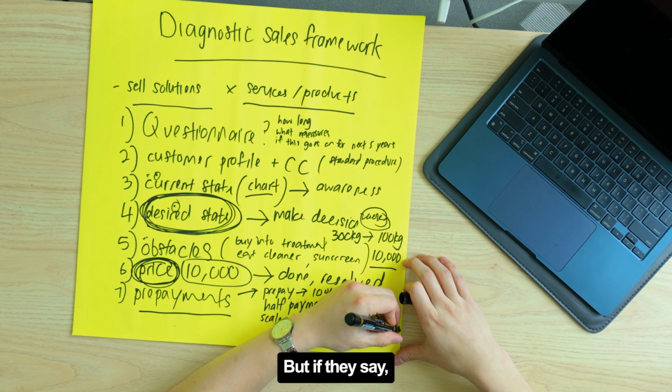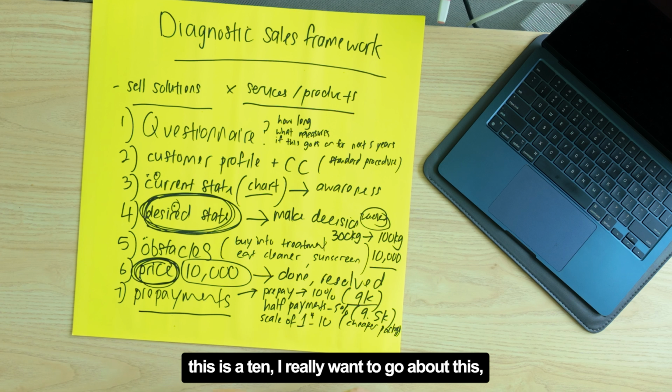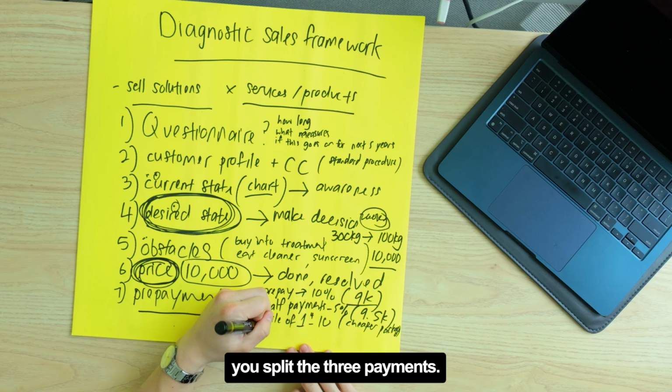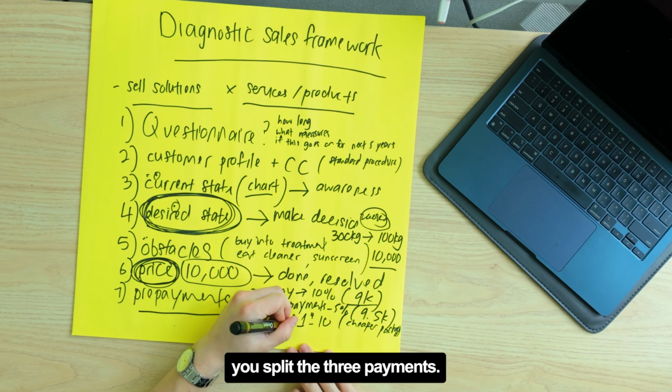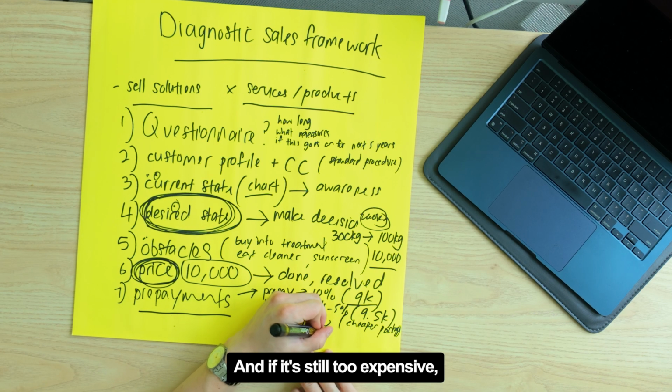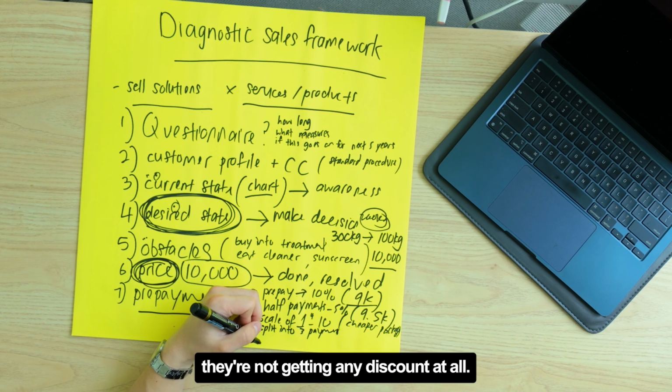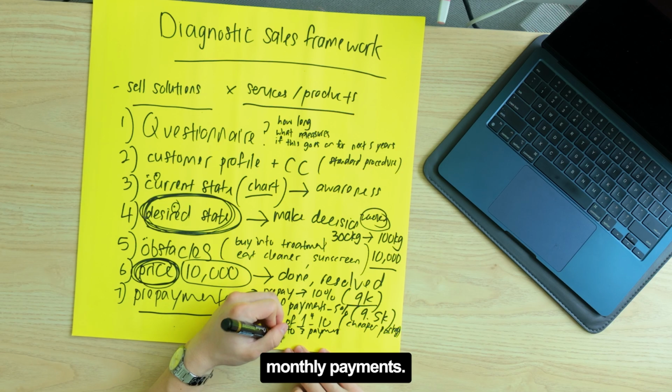But if they say, oh yeah, it's a 10, I really want to go about this, but I just can't afford it right now, fine. You do 3 payments, you split it into 3 payments. And if it's still too expensive, you can do monthly payments, alright? Just split it monthly, but at this point, they're not getting any discount at all already. Monthly payments.